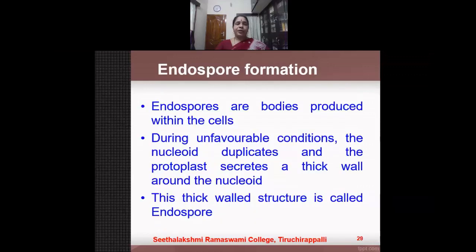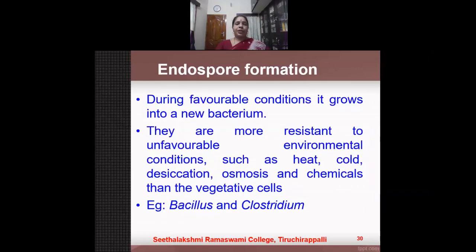Endospore formation. Endospores are bodies produced within the cells of the bacteria. During unfavorable conditions, the nucleus duplicates and the protoplasm secretes a thick wall around the nucleoid. This thick walled structure is called the endospore. During favorable conditions, it grows into a new bacterium. They are more resistant to unfavorable environmental conditions such as heat, cold, desiccation, osmosis, and chemicals than the vegetative cells. Examples, Bacillus and Clostridium.